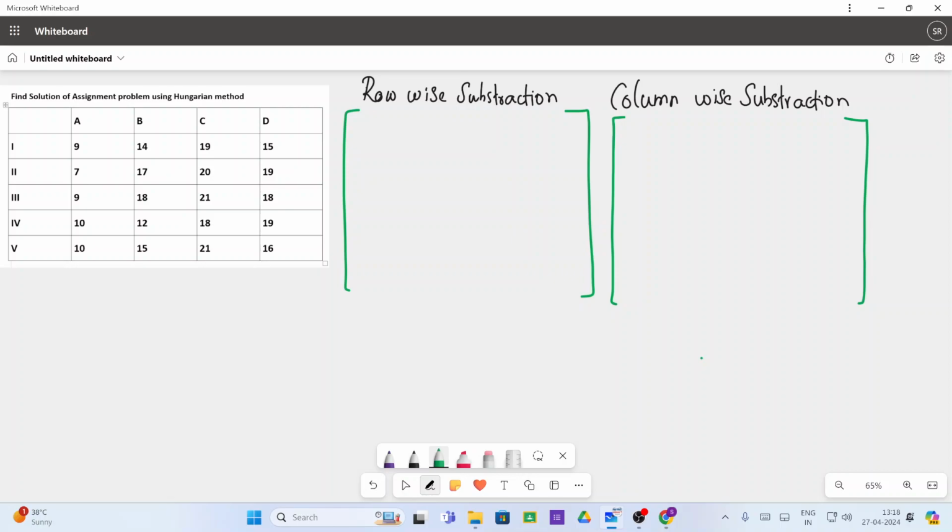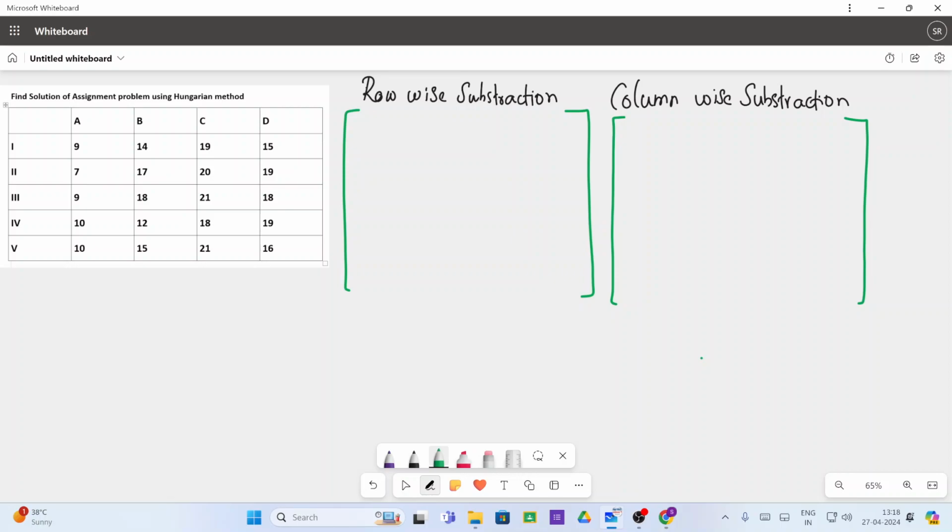Sometimes, when you have multiple salespersons and multiple geographical locations where you have the market, which particular salesperson can be more effective in which particular city can also be found out by using your assignment problem. So now let us look at how to solve it mathematically.